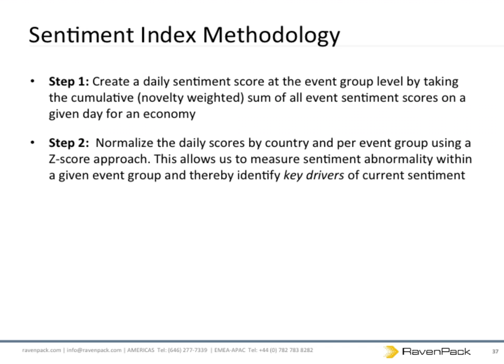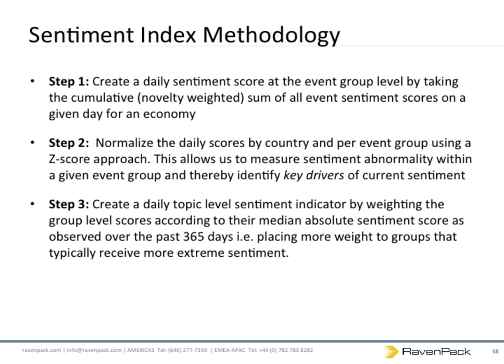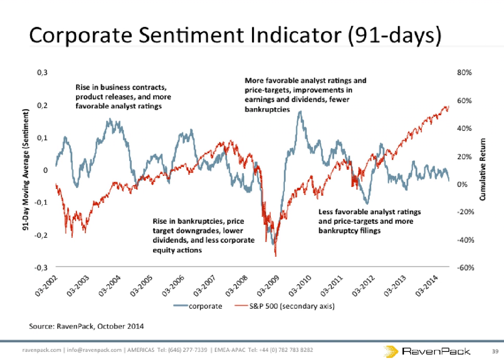We then normalize the daily scores using a z-score approach, thereby identifying sentiment abnormality within a given event group. This allows us to identify key drivers or themes driving current sentiment. And finally, we create a daily topic level sentiment indicator by weighting group level sentiment according to their relative median absolute sentiment score as observed over the past 365 days, placing more weight on groups that typically receive more extreme sentiment.